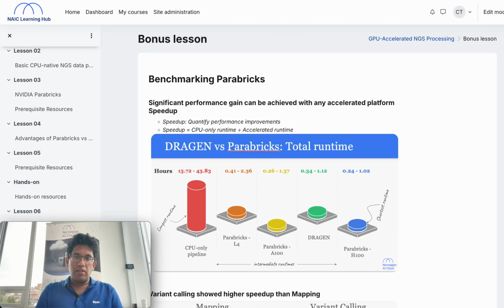Congratulations, you completed all the main lessons of the course. You explored what sequencing, exome sequencing, and whole genome sequencing are, and went through steps of a basic NGS data processing workflow, and then moved on to Parabricks. With Parabricks, you learned what Parabricks is, its advantages, its real world use cases, and its challenges. Then you implemented an accelerated workflow using Parabricks and gained hands-on experience.